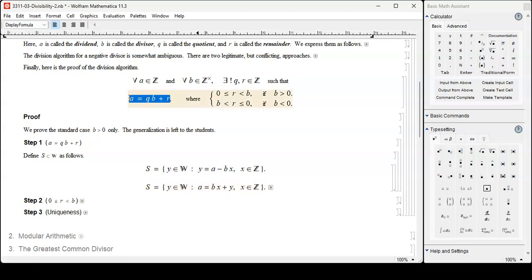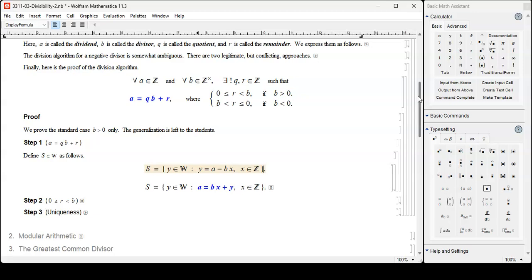So this is the target, which I just highlighted in blue. That's a target. And then define your set in the same fashion within W. And then that's well ordered, so you can find the minimum. And that minimum is going to be the minimum of this Y. So that's going to be the remainder in this case.